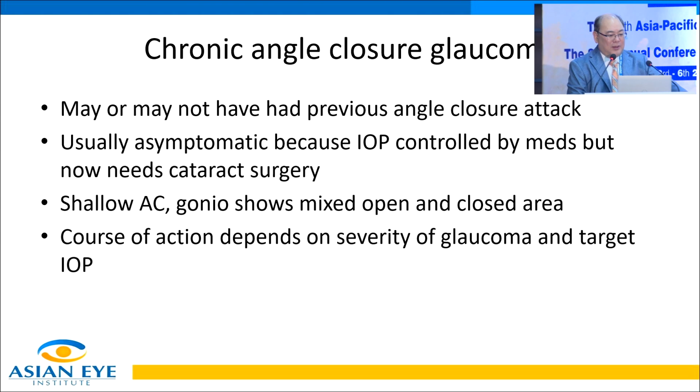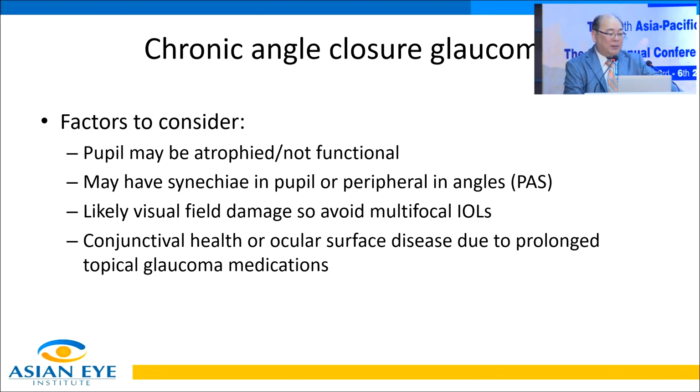No? So chronic angle closure is actually more common than angle closure attack because somebody has probably solved the attack and they come to you later for the cataract surgery, maybe months or years after. So the course of action depends on how severe the cataract is. The pupil may be atrophied, so I do that pulling maneuver. You may have synechia on the pupil or on the angles, so you have to deal with that. And then avoid usually a multifocal because of the compromise in the optic nerve. And your conjunctival status might be cooked because of prolonged meds.